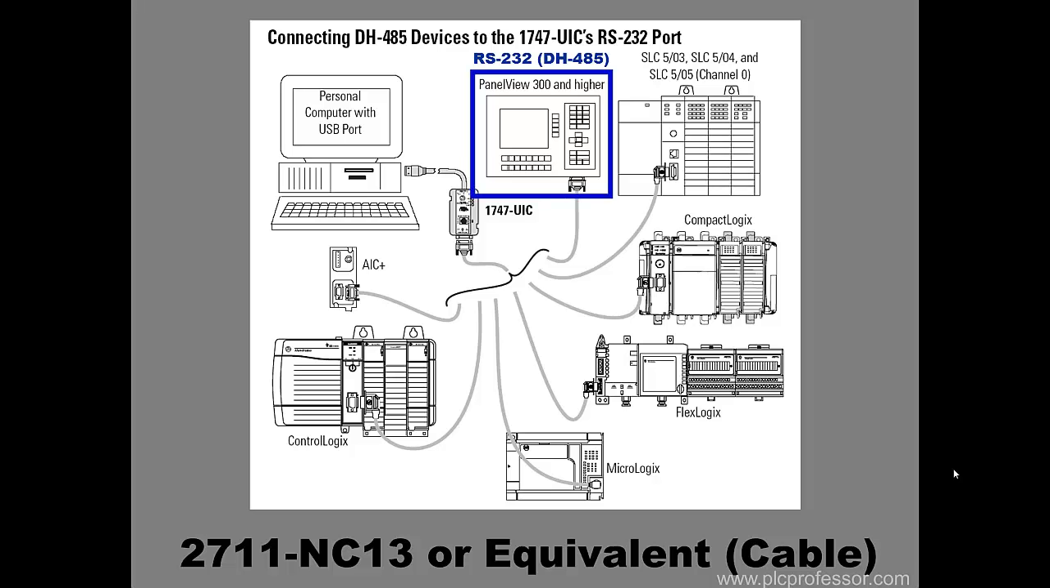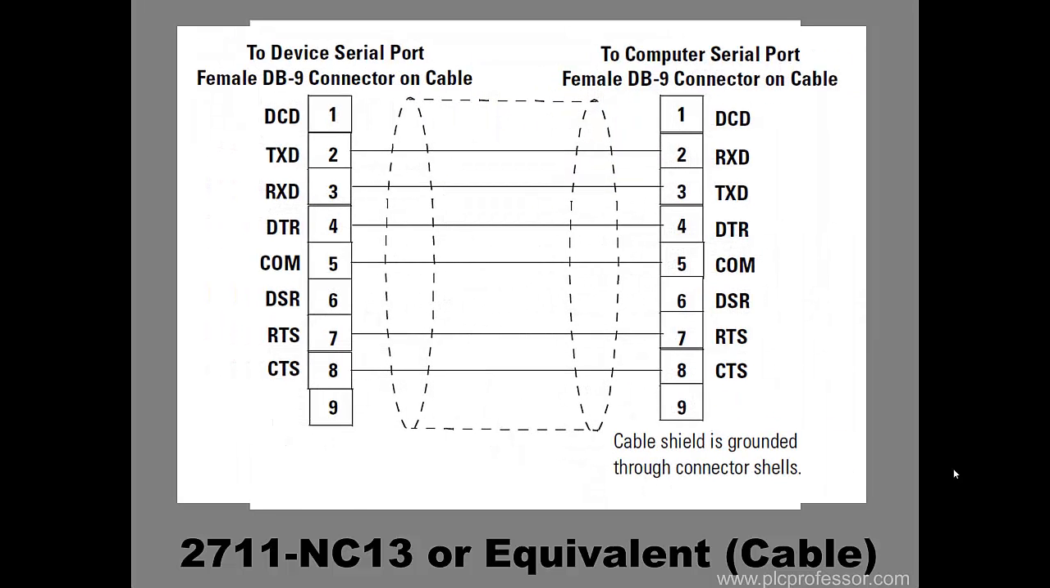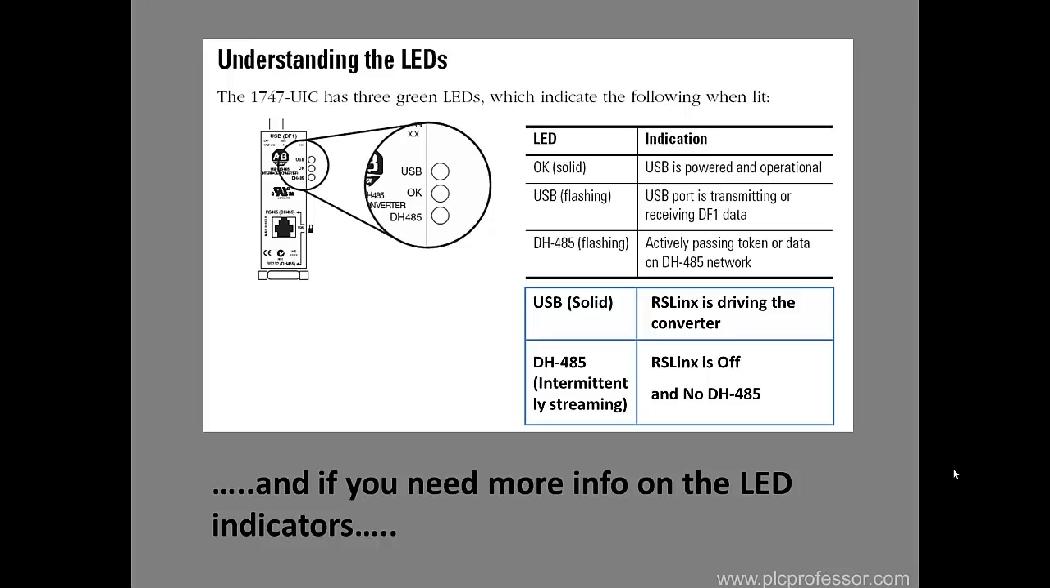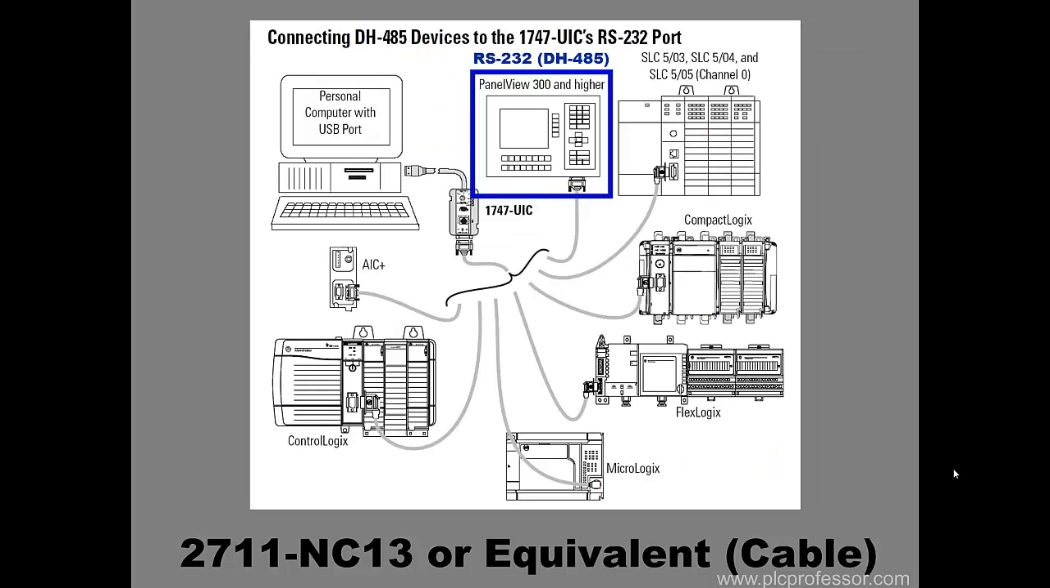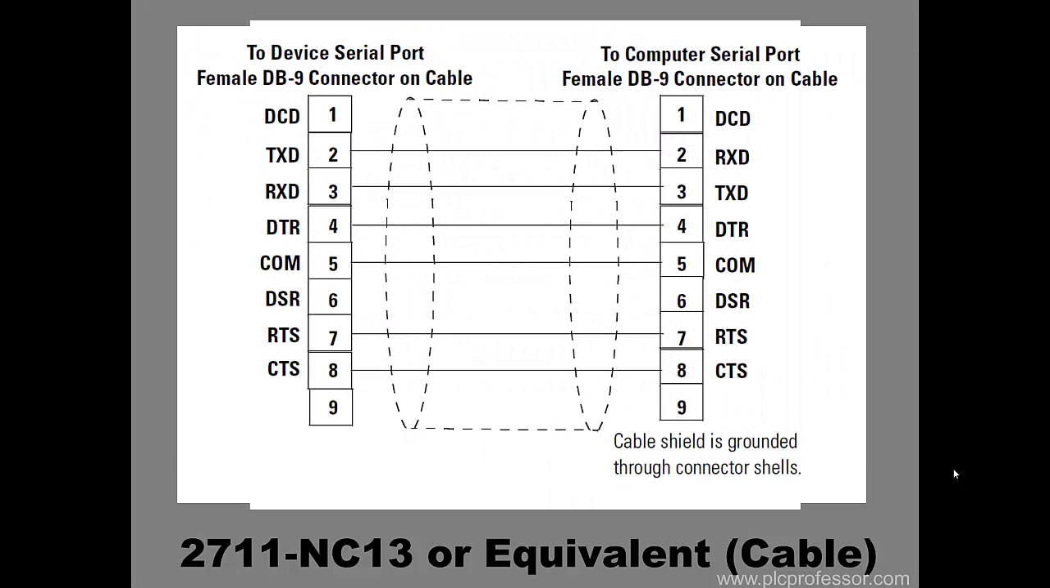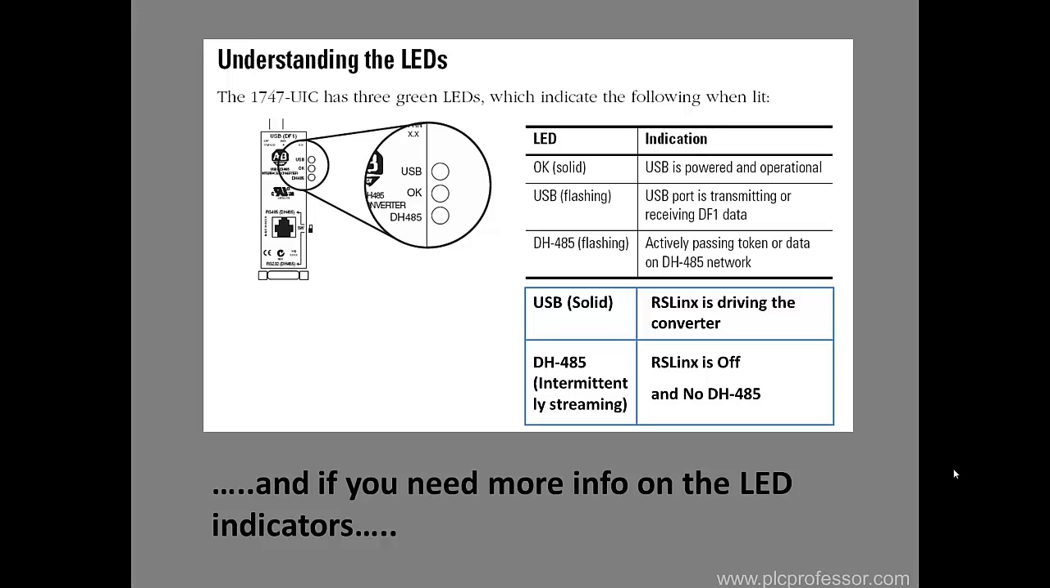Okay, NC13, we actually already showed this in an earlier slide, to go to PanelView 300 or higher from the UIC. This is the pinout, and you can see that pin for pin is straight through. Now also on that UIC, right there, 1747 UIC, you have 3 LEDs. And you want to pay attention to these 3 LEDs.